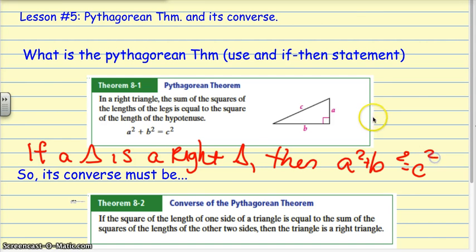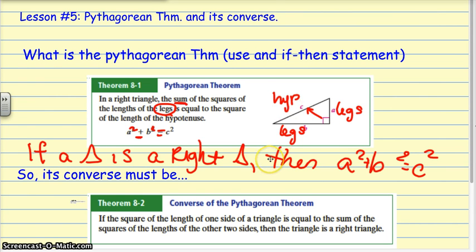So let me break all of these words down for you. The sum is addition. The squares of the lengths of the legs. The legs are the two sides that make up the 90 degrees. So it's saying the sum of the squares of the legs is equal to the square of the hypotenuse. The hypotenuse is always directly across from the 90-degree angle.